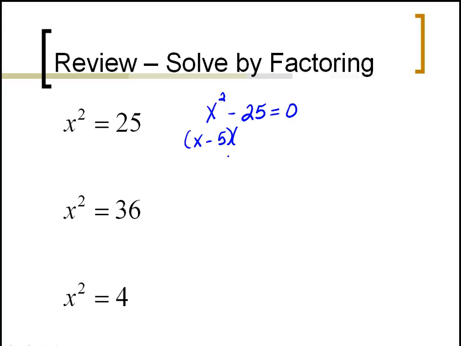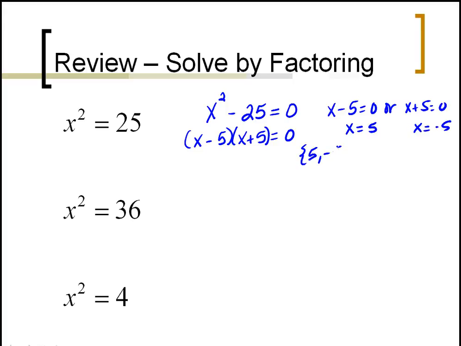So it factors as x minus 5 times x plus 5 is equal to 0. And then we would set each factor equal to 0 and find that our solutions are 5 or negative 5. And you remember that the degree of the equation indicates how many solutions you should have. So a degree 2 equation means that we should have 2 solutions.